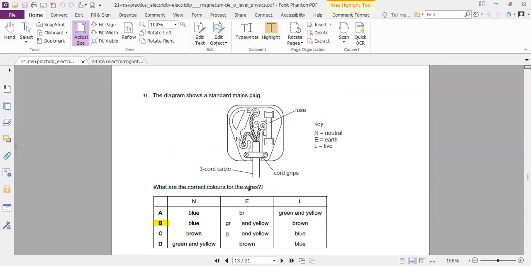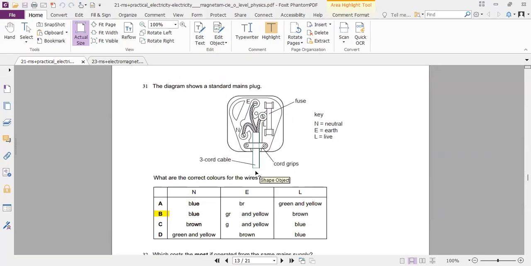What are the correct colors of the wires? So we have brown on live wire. Well, there's only one brown, so just choose B. Live wire is brown, and neutral wire is always blue, and earth wire is always green and yellow stripes.